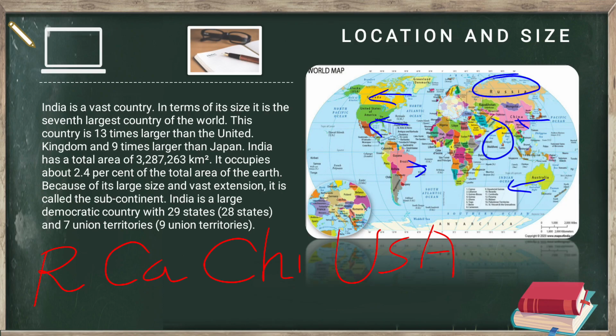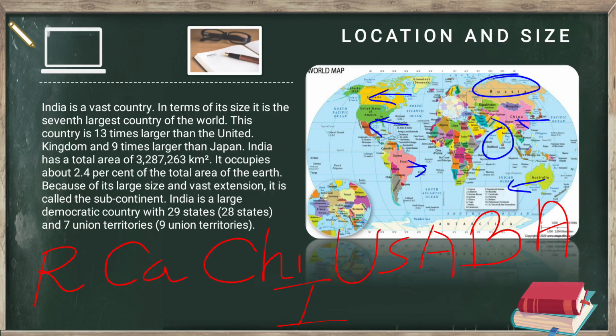Then on the fourth, what do we have? On the fifth, that means the fourth is USA. Then we have Brazil, and after Brazil we have Australia. Then comes India.